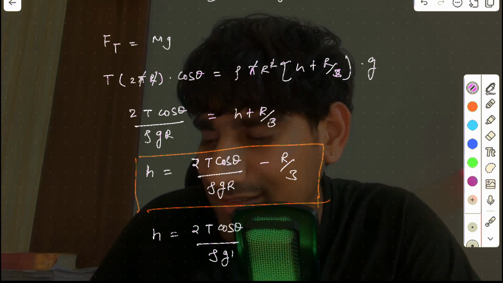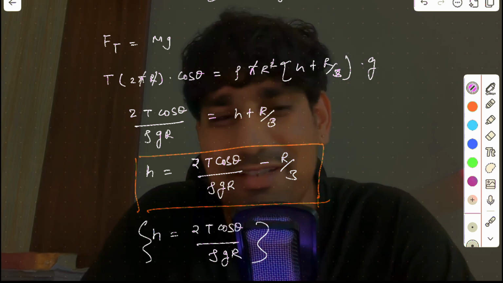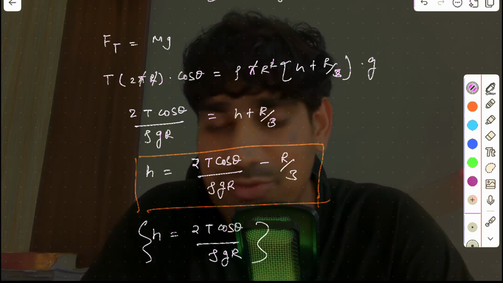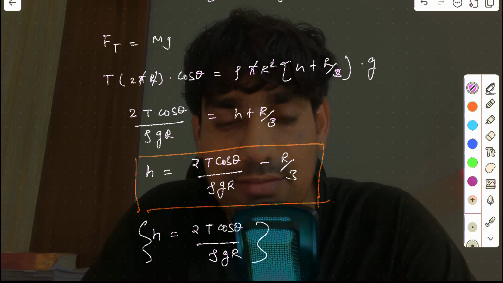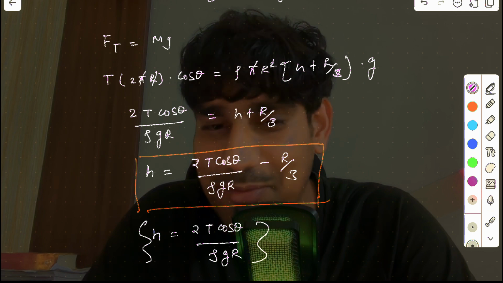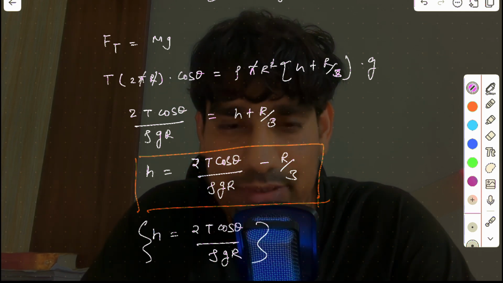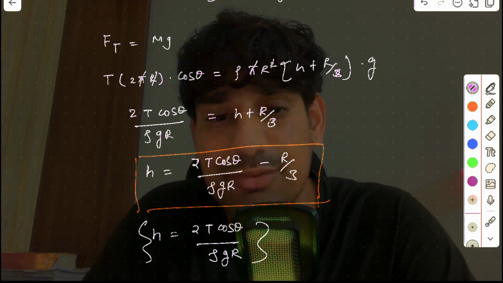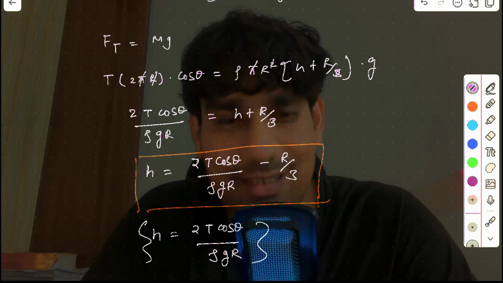So this is a formula that you can repeat: h equals 2T cos theta divided by rho g r. If you repeat it 2-3 times, you will be able to memorize it. That is a nice method to memorize. In the next video I am going to post a question on this. I hope you have understood how we calculate capillary height rise.